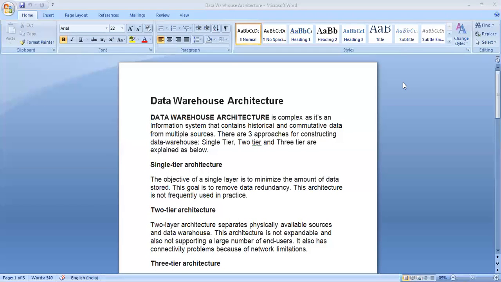Today we are going to discuss the data warehouse architecture. Today's data warehouse architecture is not the actual architecture that was in the preliminary state. It has evolved a lot. Initially, a data warehouse was just a collection of different databases, like the client-server architecture.